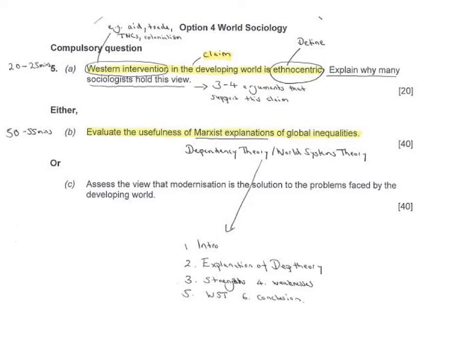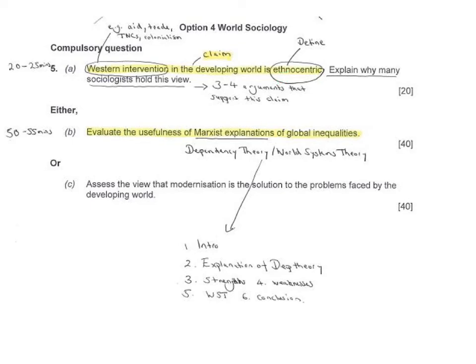So you would need to define the term ethnocentrism. So ethnocentrism is about being culturally biased, and in relation to world sociology, it's the view that poorer countries have got to become more like us.